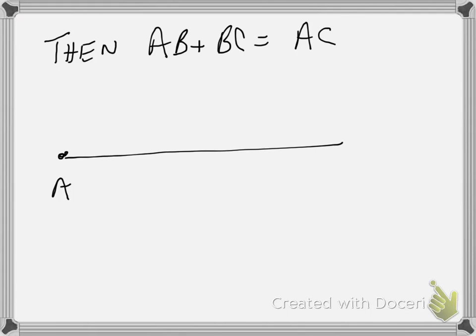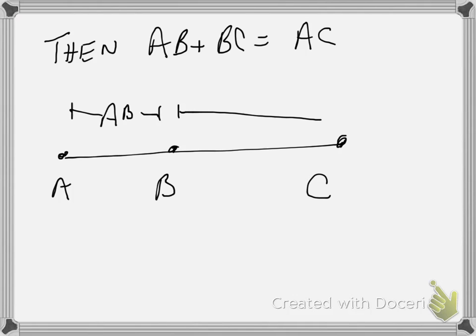There's A, there's B, there's C. If you take AB and add it to BC, you'll get the whole thing, AC.